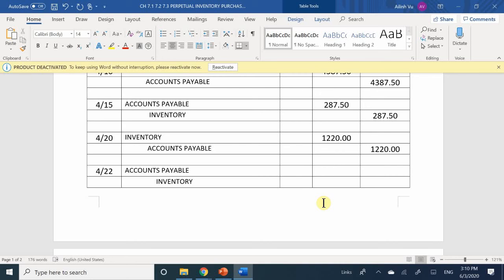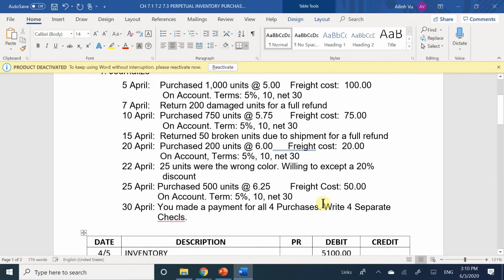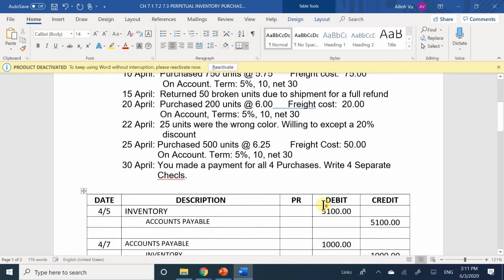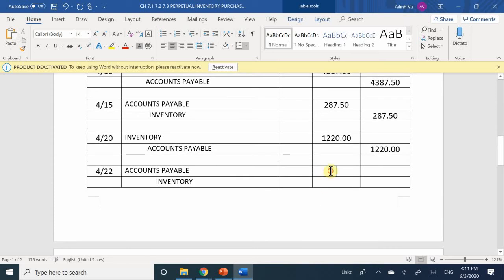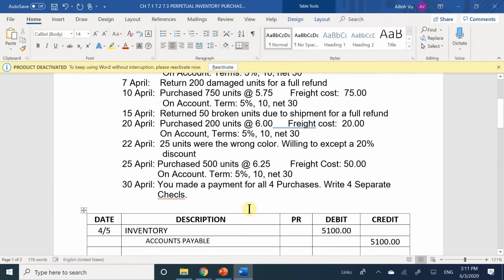How many mugs were there? Can you go back up to the top? April 22nd, it was 25 mugs, right? We were attempting to return them. However, they said no, but they'll give us a discount off of those 25 cups. So it's going to be $30. In reality, we still have these cups, so these cups are still going to be in our inventory. So let's look back up here again.